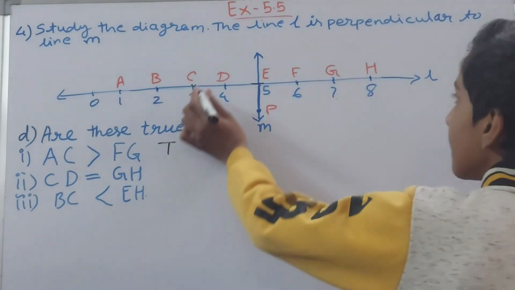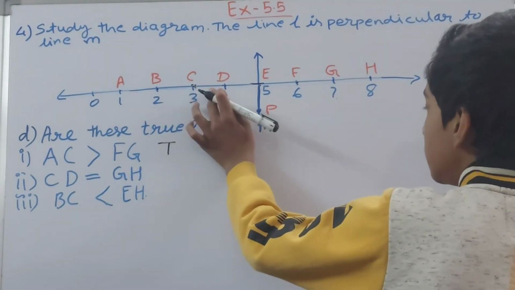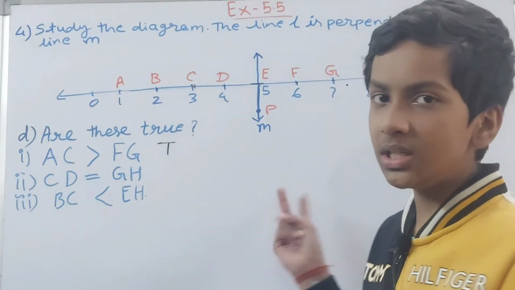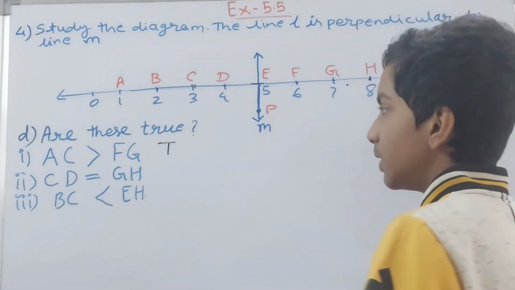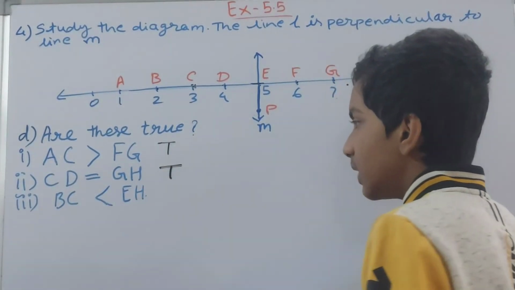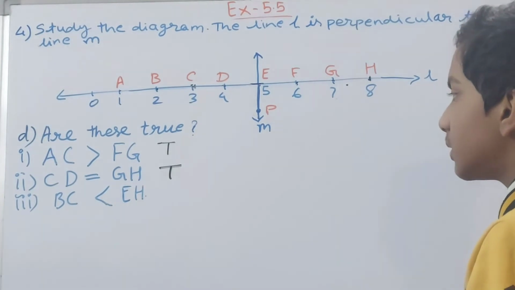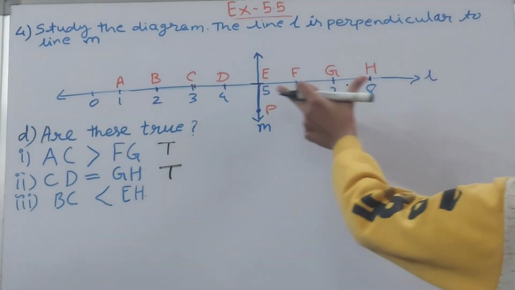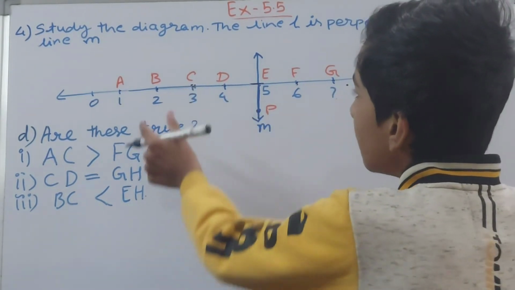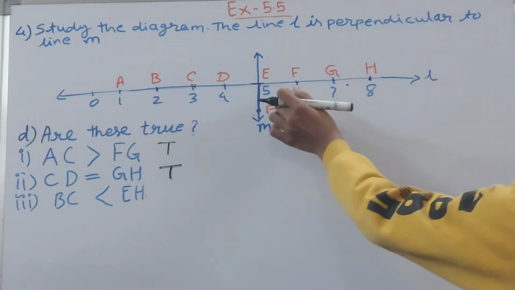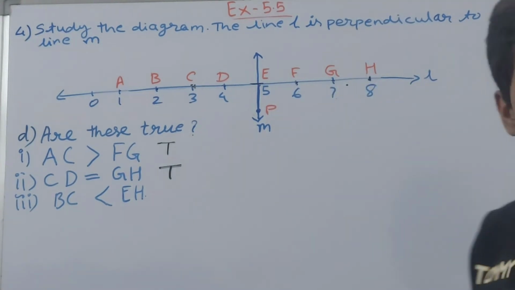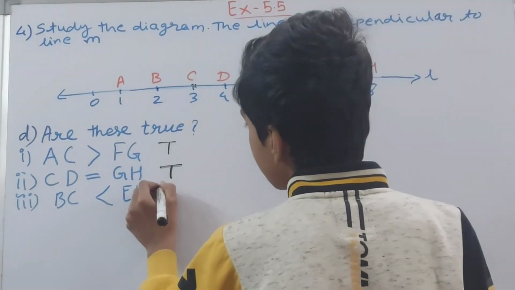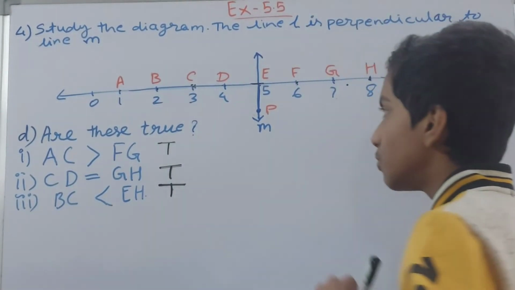Then CD is equal to GH. From C to D we have 1 unit, from G to H we have 1 unit. 1 unit in each of them, so that means they are equal. It is true. Then BC is smaller than EH. BC is this one and EH is this one. You can already see the difference by your fingers only, which one is greater. EH is greater. So this statement is also true. So all are true.